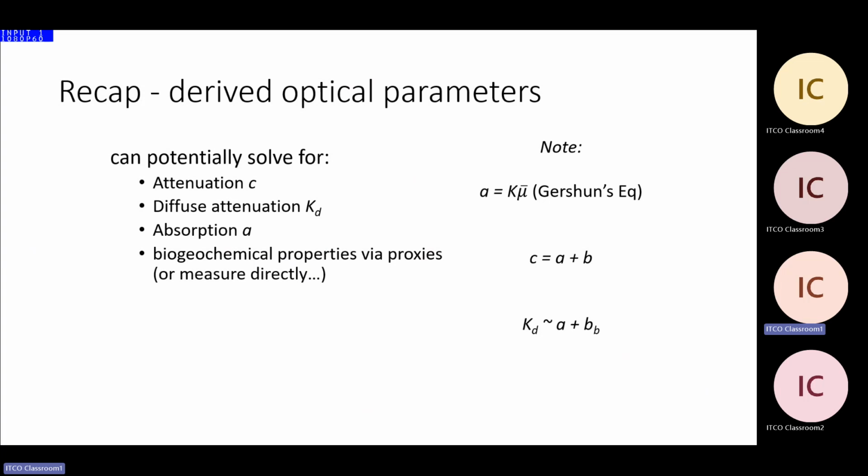And if you have a K, there are different relationships that people have come up with, like this guy Gershun, where you can potentially derive absorption information. So then if you have c and a, then you can derive b, that difference.